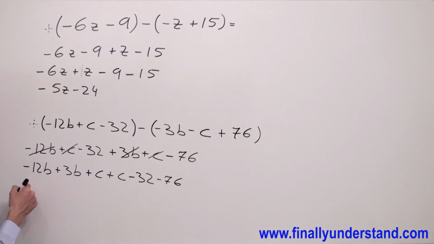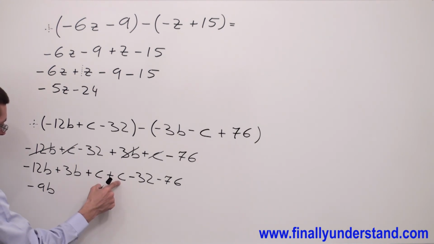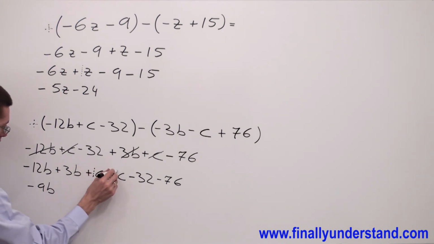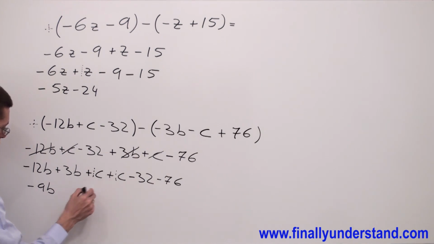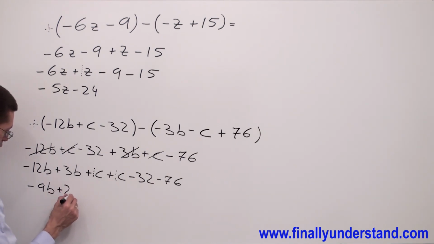Okay, let's combine the like terms. Minus 12b plus 3b is negative 9b. Why? From the bigger number, subtract the smaller number, which is 9, and copy the sign which is next to the larger number. That's why I have negative 9b. c plus c. Remember, there is always an invisible 1. So 1 plus 1 is 2. That's why this is 2c.